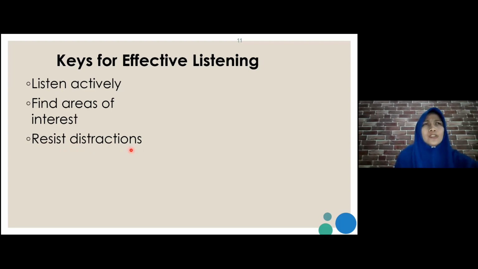Distractions here: any kinds of problem that can destroy, that can resist your listening skill. Perhaps the barrier, the problems, yeah? The barrier relates to the noise, or the problem relates to yourself, your ear, right? Something wrong with your ear, your listening, or perhaps your concentration. So you need to resist, you need to minimize any kinds of problem that will influence your listening activity.